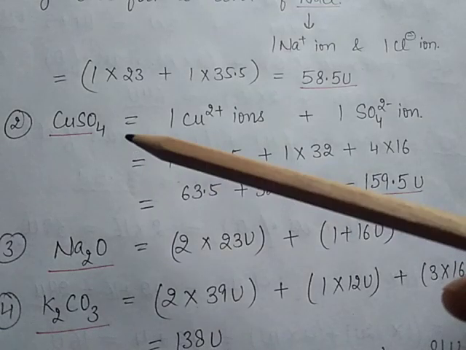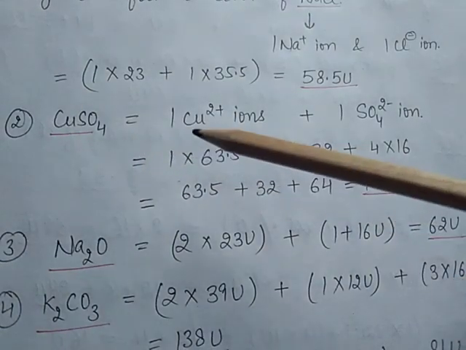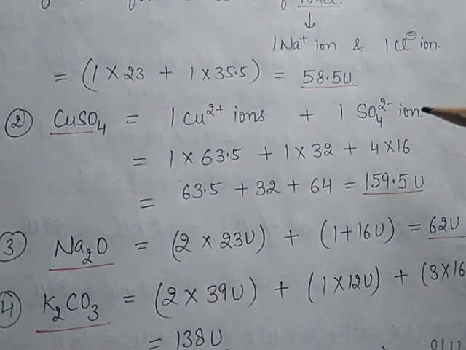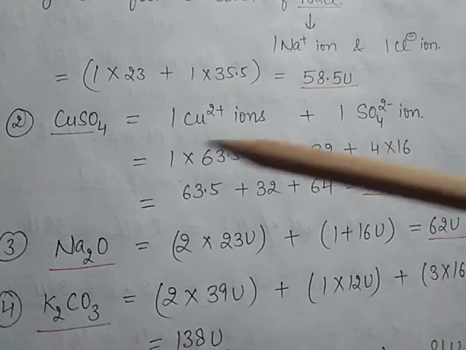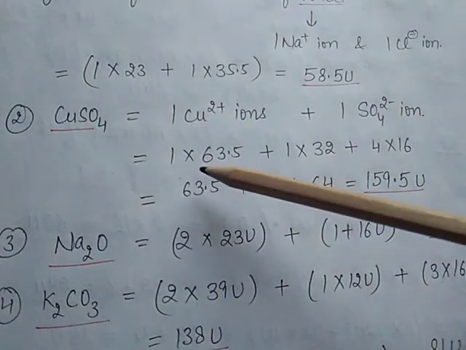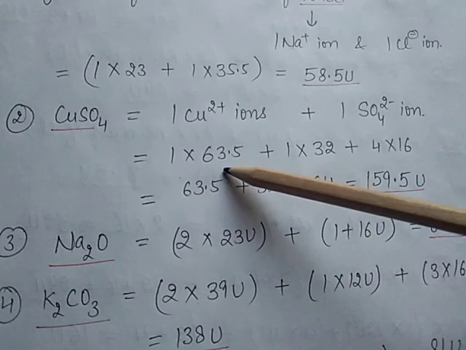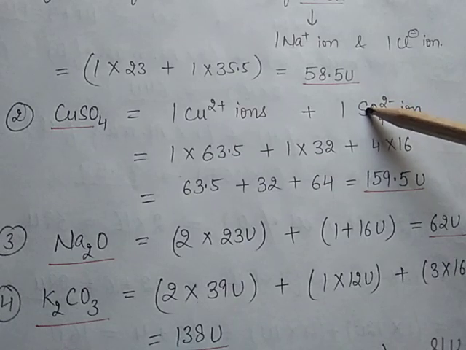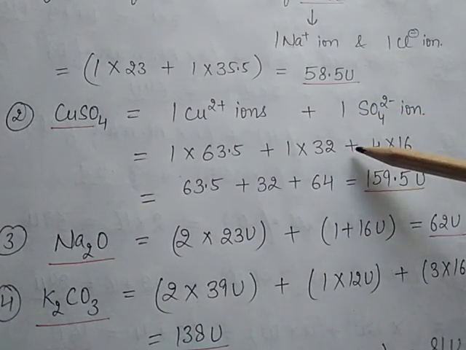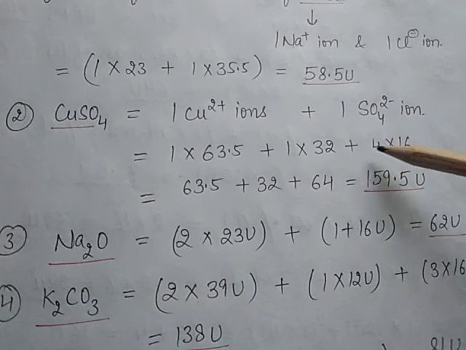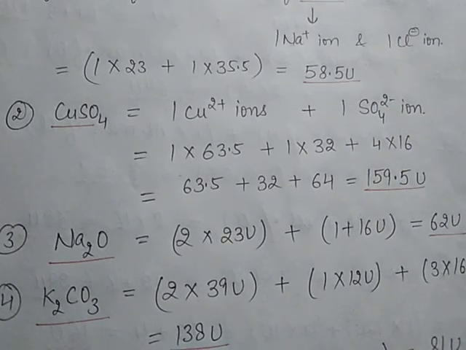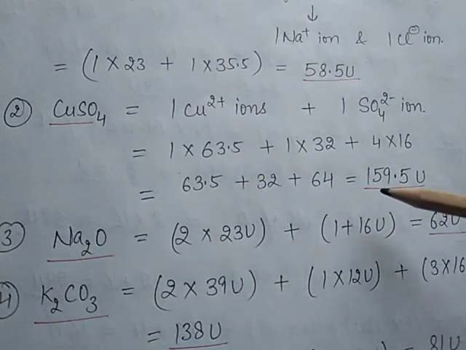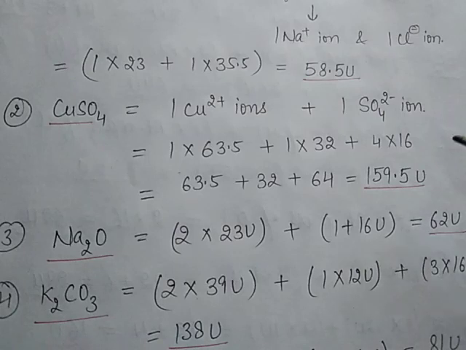Now the next example is copper sulfate. 1 copper 2 plus ion and 1 SO4 2 minus ion. This is the sulfate ion. 1 atom of copper multiplied by the atomic mass of copper, which is 63.5, plus 1 multiplied by the sulfur atom, 32, plus 4 oxygen atoms, 4 multiplied by 16, that is 63.5 plus 32 plus 64, that is 159.5 u.